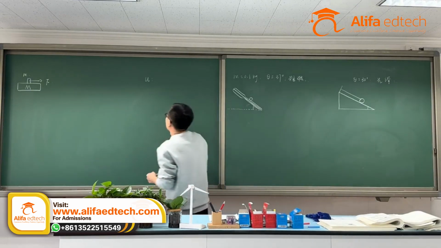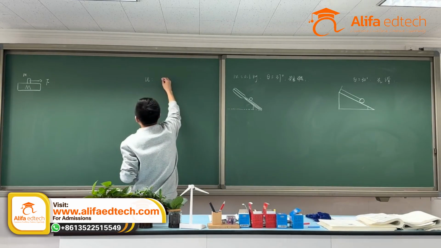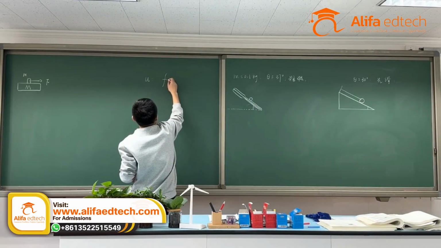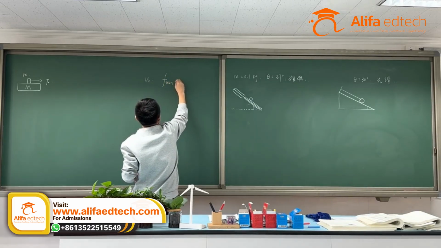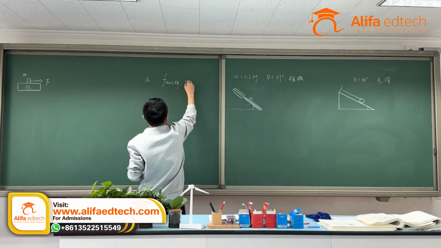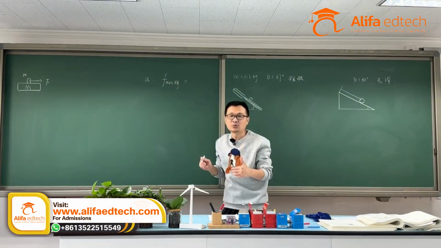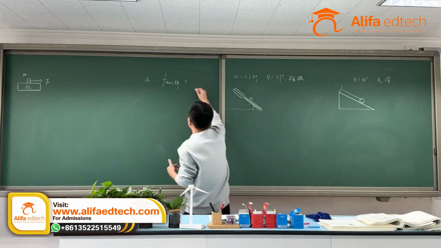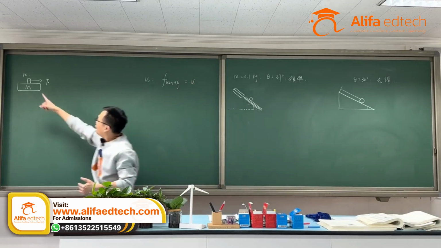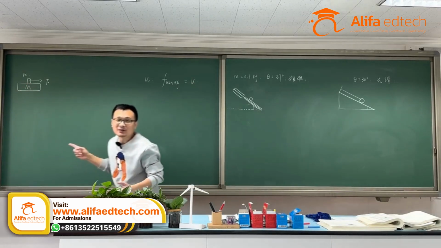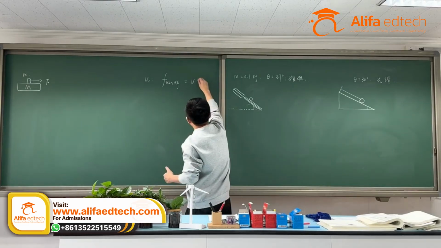So, based on the problem statement, we can derive the maximum static friction between lowercase m and capital M, which is equal to the kinetic friction between lowercase m and capital M. So that's mu N, the friction between the two. What should that be? It should be mu times lowercase m times g.